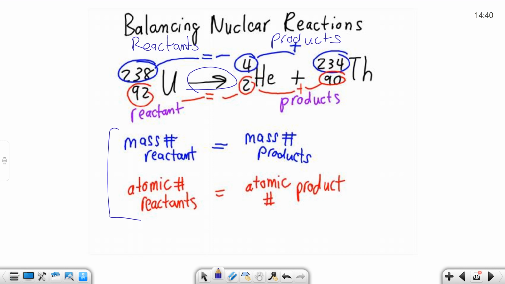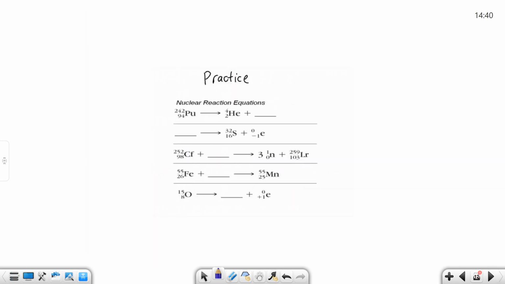Okay? We have to look at the mass number, the top number on an element symbol, basically how we write these elements out as we've gone over. And this number, this 238, has to add up to the two numbers on the other side. So the sum of the numbers has to add up on both sides. Same thing with the atomic number.